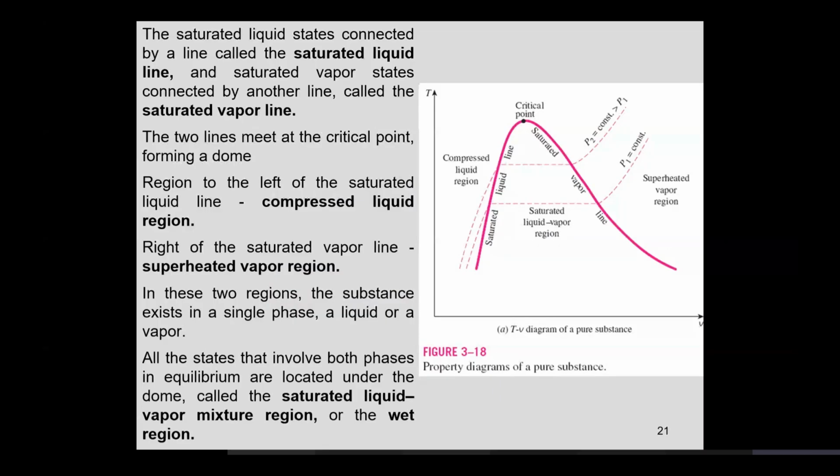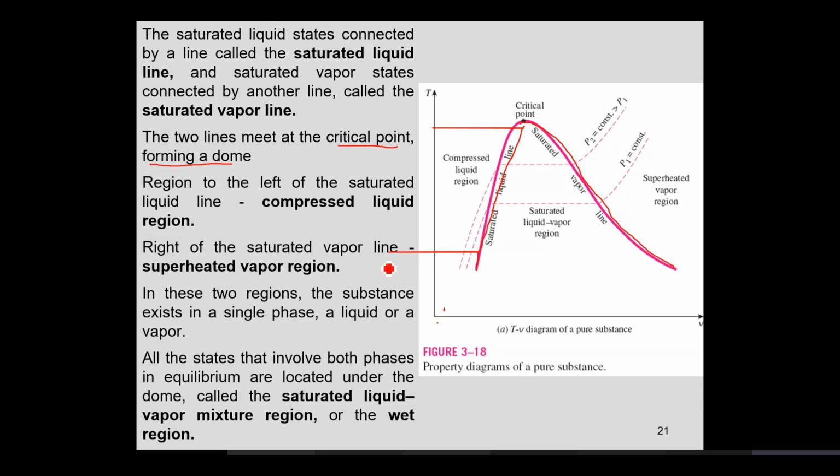All right. Again, the same is repeated over here. It says that you have the saturated liquid states connected by a line called the saturated liquid line. So this line basically represents the saturated liquid states, and the saturated vapor states are connected by the saturated vapor line, this line, and they meet at critical points. So the two lines basically meet at the critical point, forming a dome.